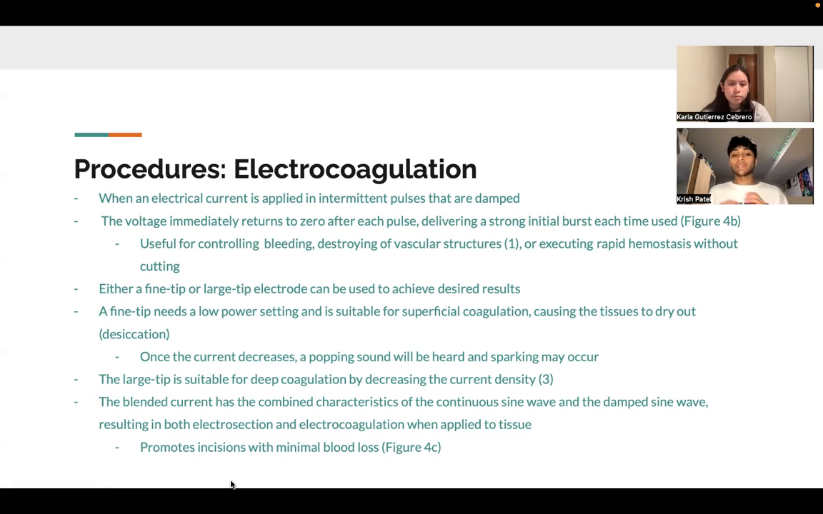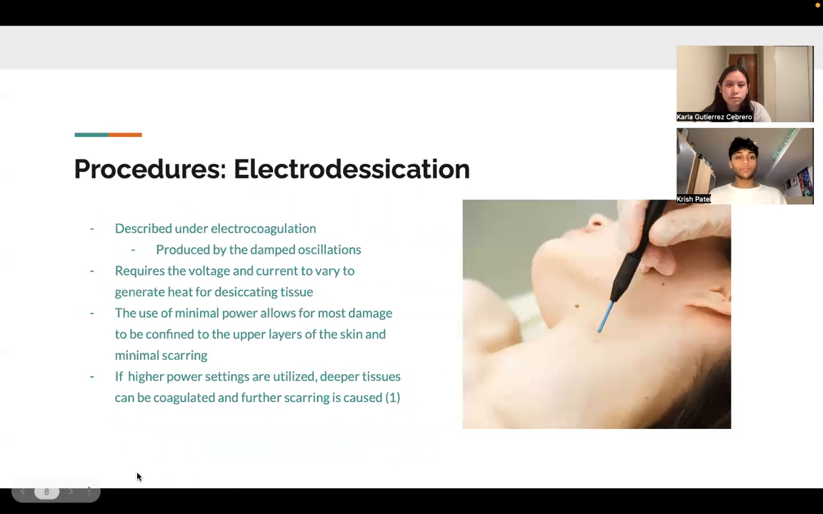The blended current has the combined characteristics of the continuous sine wave and the damped sine wave, resulting in both electrosection and electrocoagulation when applied to the tissue. Now, what this does is promote incisions with minimal blood loss.